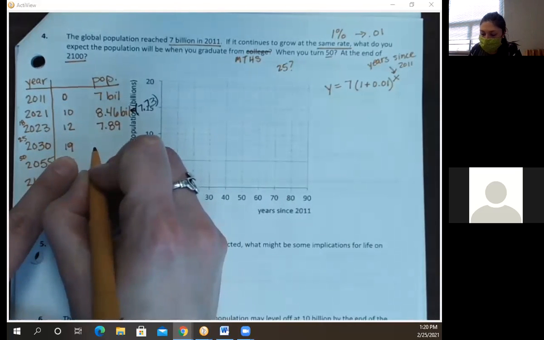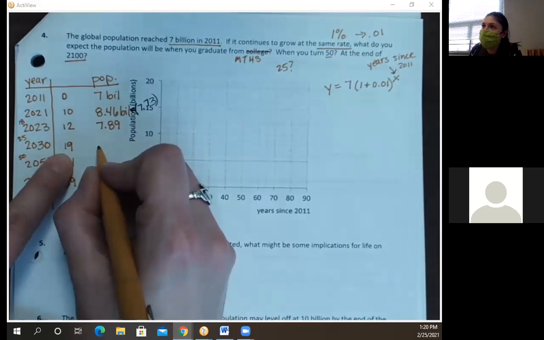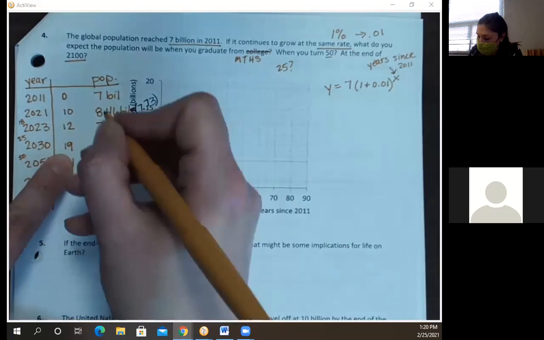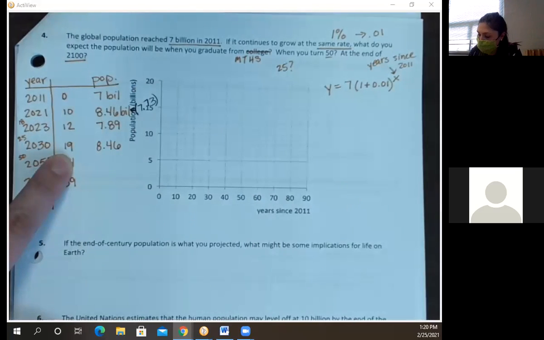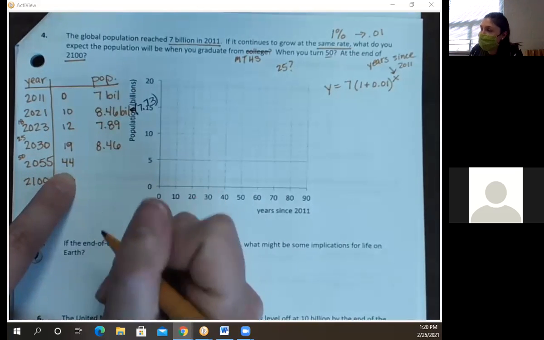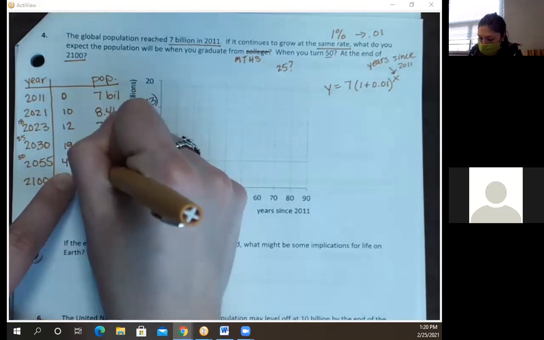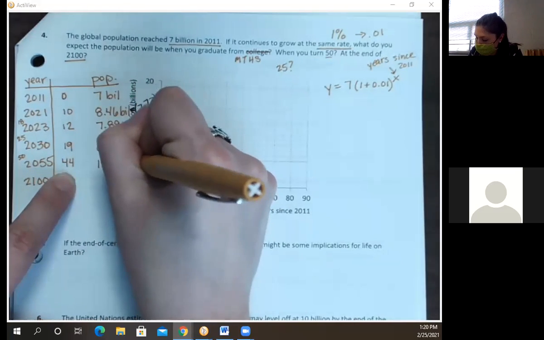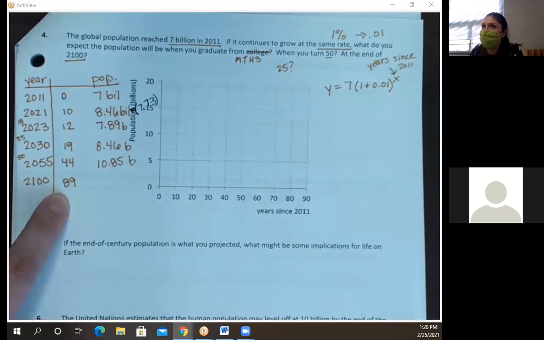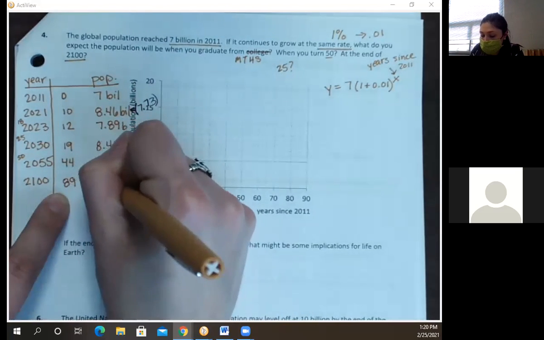Anybody find our 2030 world population yet? What did you get? 8.46. And then how about our 2055 population? 10.85. And remember, these are all in billions. And then how about our 2100? 16.97.